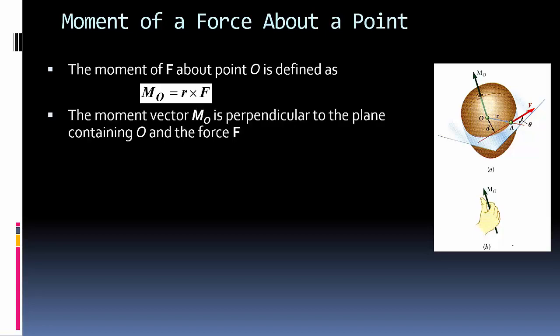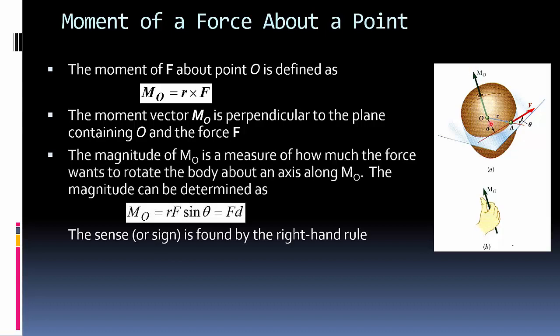The moment vector M0 is perpendicular to the plane containing O and the force F, right? So again, we talked about how when you do a cross product, the direction of that vector is perpendicular to the plane containing these. So you have r and F, and the moment vector is perpendicular to that. The magnitude of M0 is a measure of how much the force wants to rotate the body. That's the moment, right? That's what we all understand the moment to be. A lot of times people refer to moments as a torque, right? It's how much this wants to rotate a body. And it can be determined with this equation.